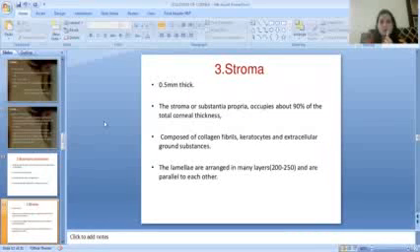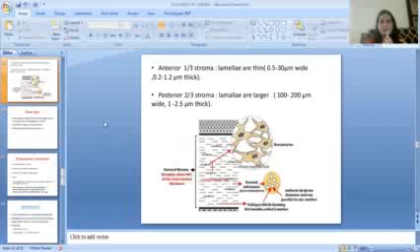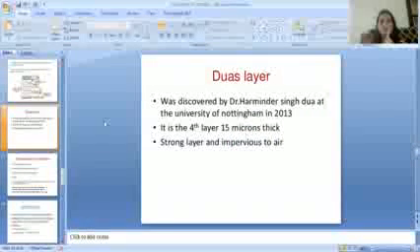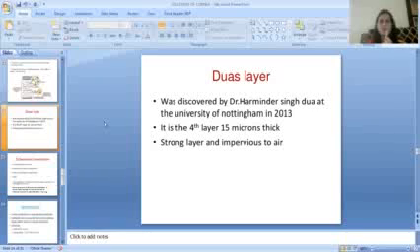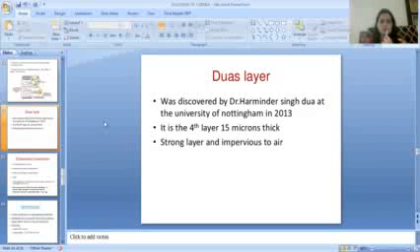Third layer is the stroma, which is 0.5 mm thick. The stroma or substantia propria occupies about 90% of the total corneal thickness, composed of corneal collagen fibrils, keratocytes, and extracellular ground substances. The lamellae are arranged in many layers, 200 to 250, and are parallel to each other. The anterior one-third stroma has a lamella are thin, and in the posterior two-third of the stroma, the lamellae are larger. Next layer is the Dua's layer, which was discovered by Dr. Harminder Singh Dua at the University of Nottingham in 2013. It is a fourth layer which is 15 microns thick. It is a strong layer and impervious to air.